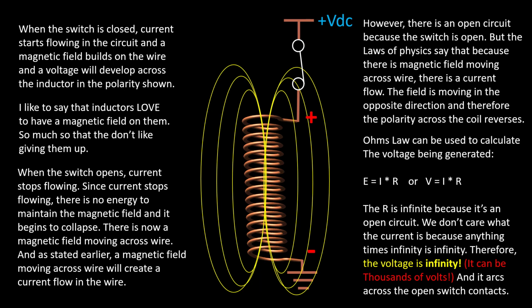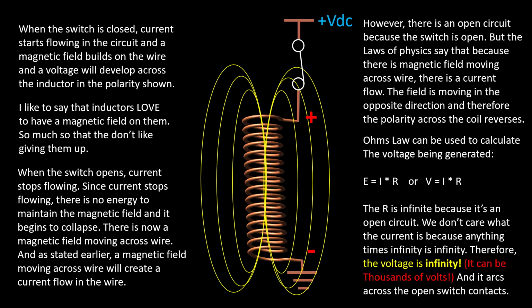And when the polarity will flip, the field is collapsing. We can figure out what the voltage is going to be because there's a current flowing. The laws of physics tell us that. There's a current flowing in an open circuit. Has to be. We can calculate the voltage using Ohm's law.